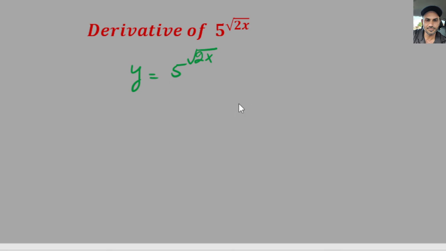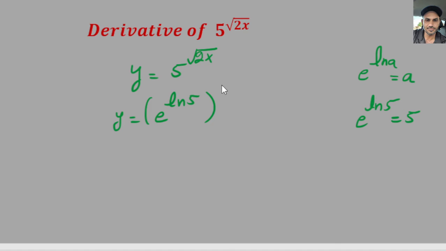So I'm going to use one of the natural log properties here. We have e to the ln of a equals a. So e to the ln of 5 equals 5. For this 5, I'm going to substitute e to the ln of 5. So y equals e to the ln of 5, and then that's raised to the square root of 2x.